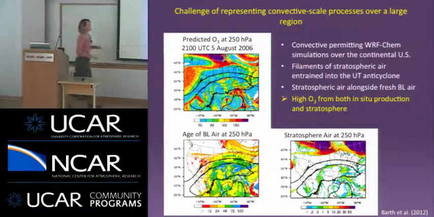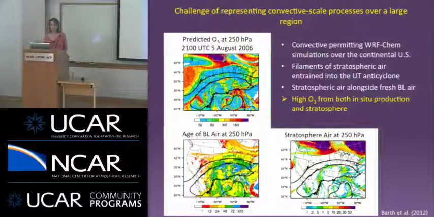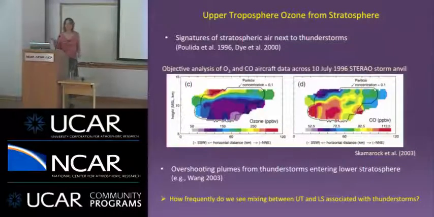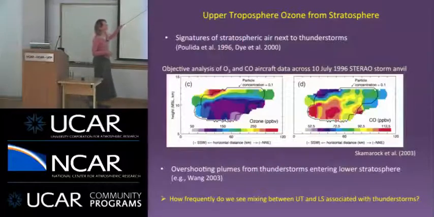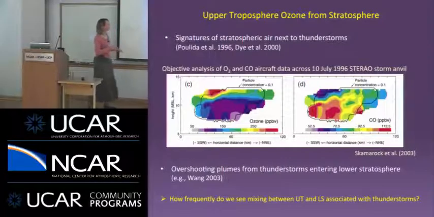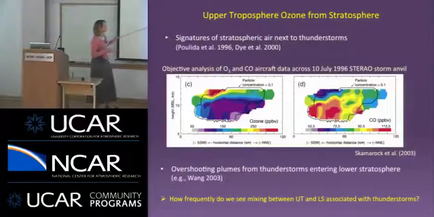So one of the conclusions that we had from this paper is that the high ozone in the upper troposphere is likely a combination of in situ chemical production and stratospheric air. And there has been some evidence of stratospheric air coming into the upper troposphere alongside these thunderstorms. I cite a couple of references in this first line, and here's an example of what the Dye et al. paper reported from an objective analysis that Bill Skamarock led of the STEREO storm, the 10th of July STEREO storm.